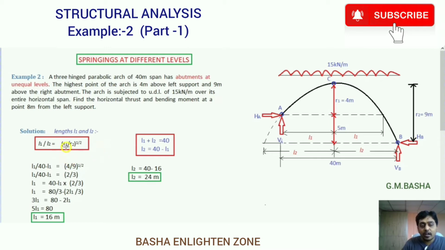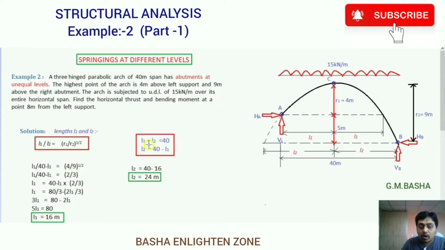Then, as I already told you, R1 is equal to 4 meters and R2 is equal to 9 meters. If you substitute these R1 and R2 values, L1 by L2 will be equal to 2 by 3, since the square root of 4 is 2 and the square root of 9 is 3. Again, the total length of this span, L1 plus L2, will be equal to L, and L is equal to 40 meters. So L1 plus L2 is equal to 40 meters.